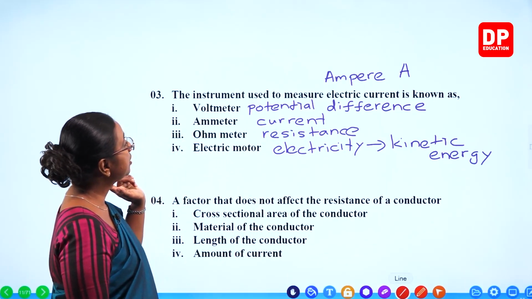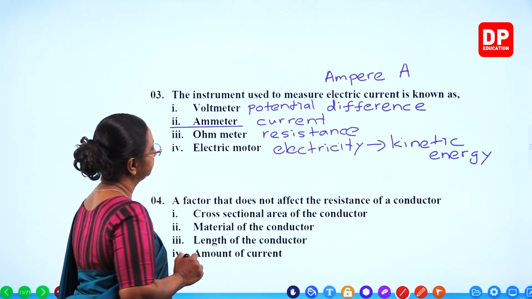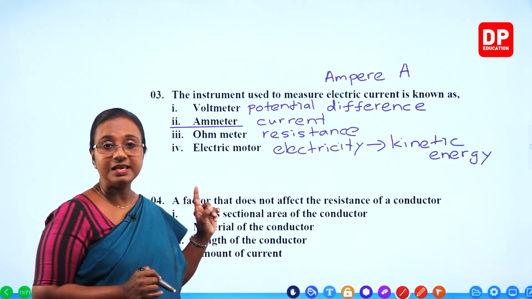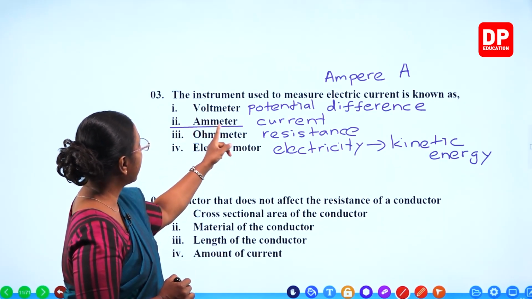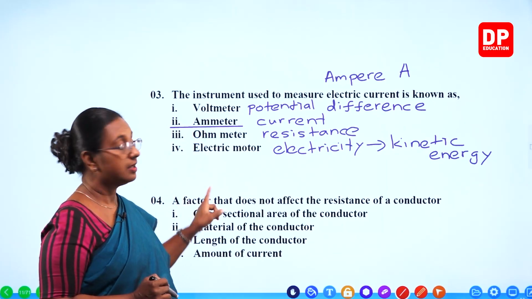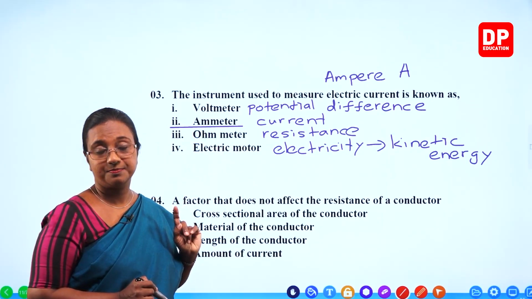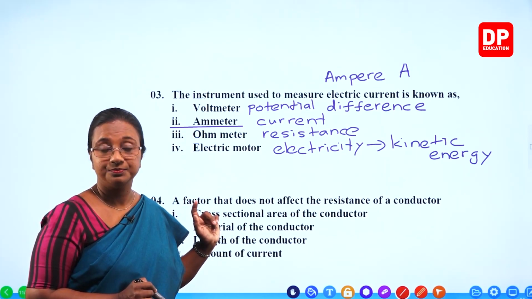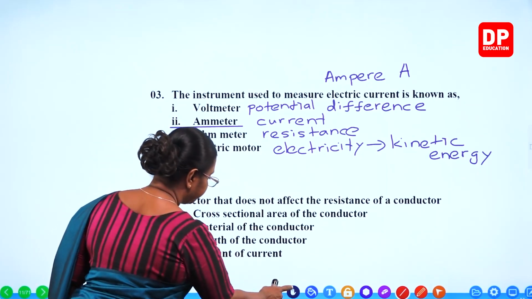So the instrument used to measure electric current is known as the ammeter. You all need to know the spellings properly and also how we write. You can see voltmeter, ammeter, it's written together. But ohm meter, it's two words. Ohm meter. You don't write it together. You have to note down all those things. Right.